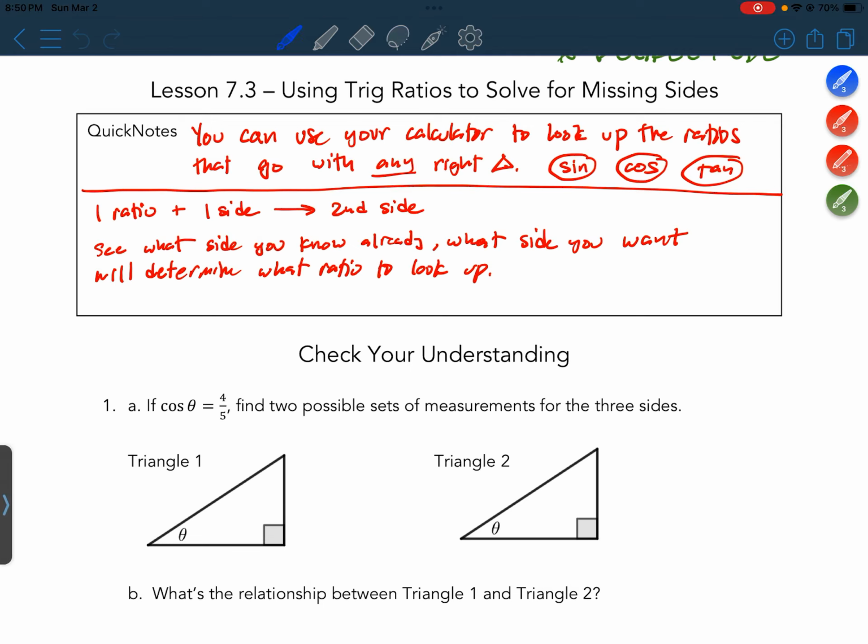Hey, this video is going to go over lesson 7.3, which was from last week.